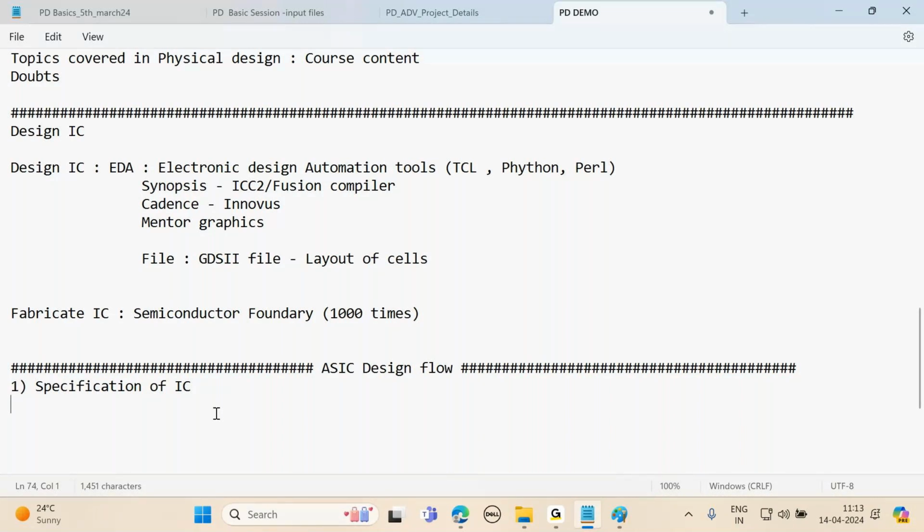So in specification of IC here: internal blocks, clock frequency, estimated power, estimated area.